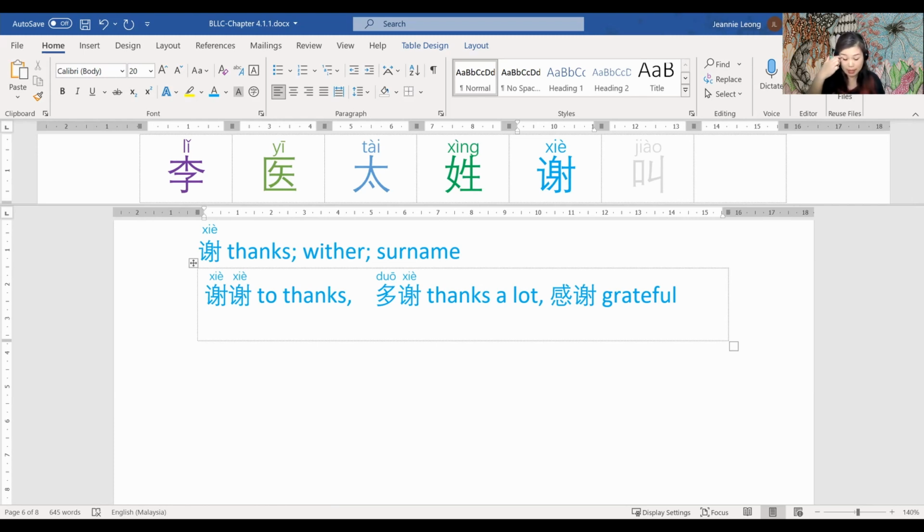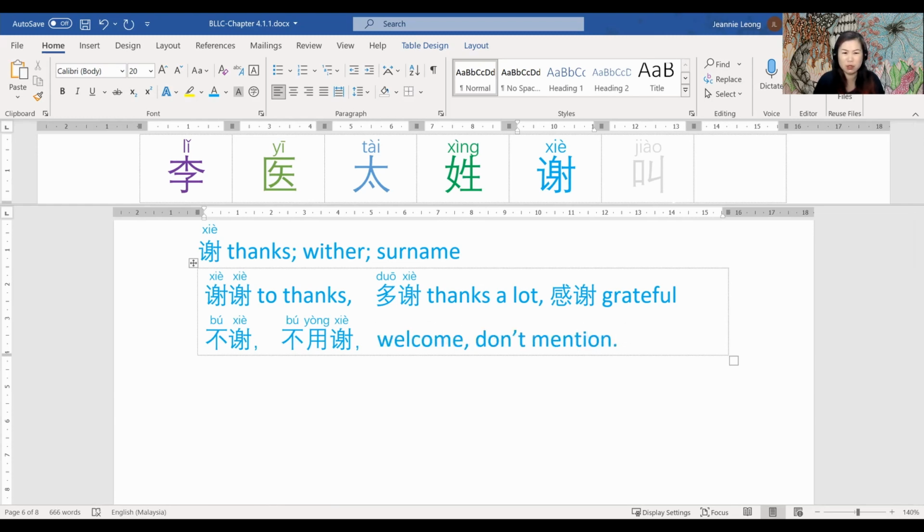And the way to reply to a thank you would be to say, well, the one that I learned in my lessons was this one, 不谢. But I've also seen in other books that I read a more formal version, which is 不用谢. 不谢, 不用谢, which in English is the equivalent of welcome, don't mention it. Literally no need to thank. 不谢 and 不用谢, I do realize that where I live here in Southeast Asia, in Malaysia, people generally don't use it. It sounds very weird, but that's what I learned.